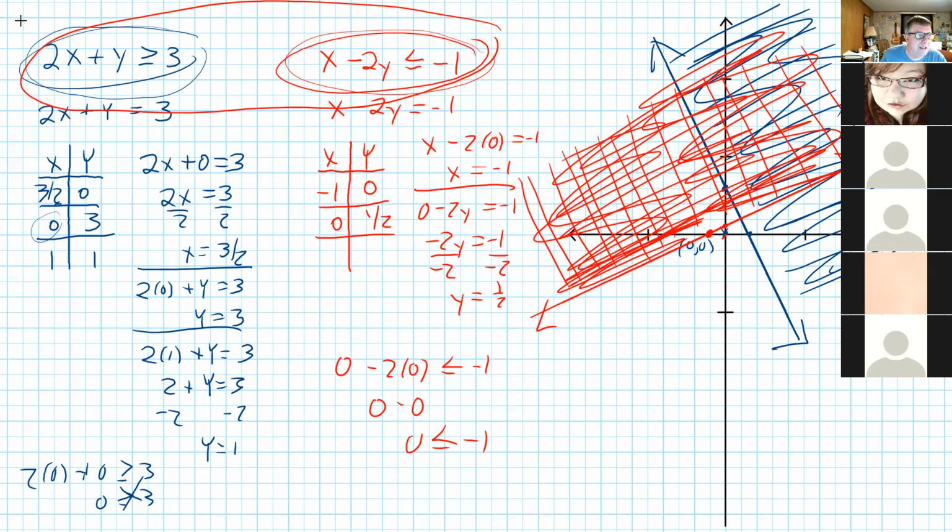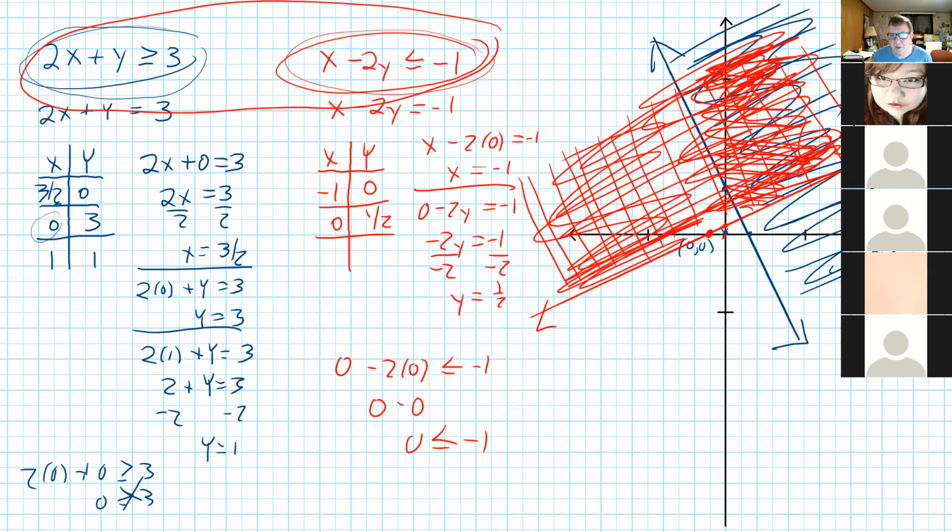Now, unfortunately, it doesn't look purple. I wish it did, because that would be pretty cool, but it doesn't work out that way. But anyway, our solution is the part that is both red and blue, or that is purple, okay?